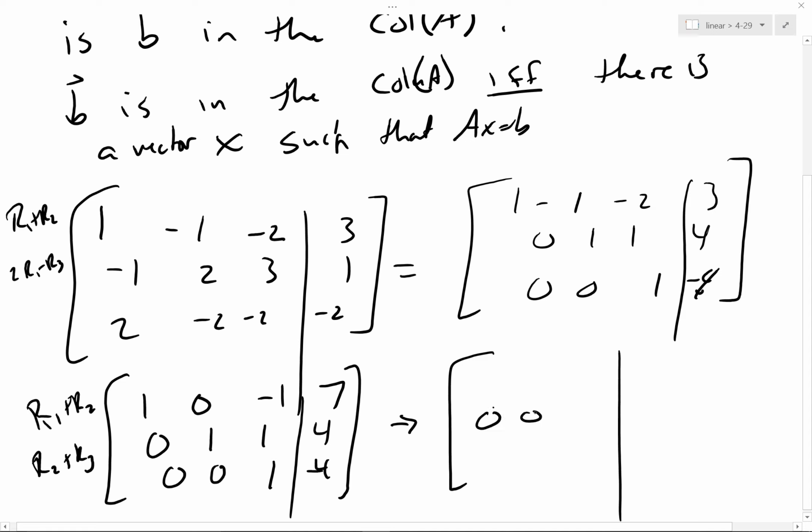Let's do the middle row. It's going to be 0 0 0 1 0, I'm sorry, and then 0. No, 8. Because I am going to do row 2 minus row 3. That's right. So yeah, there it is. And then 0 0 1 -4. And then for the top row, I'm going to do row 1 plus row 3. So it's 1 0 0 and 3. Is that right?